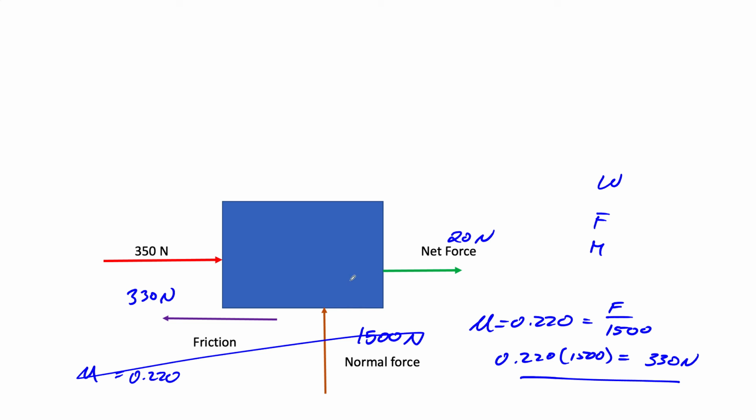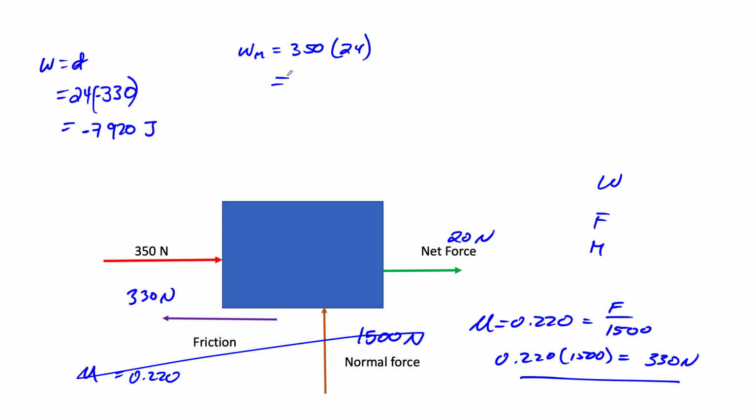Now, the work being done by friction, which is the floor on the box, the distance is 24 meters. So work is equal to distance, 24 times 330. And remember, this is negative because it's going the opposite direction. And it's negative 7,920 joules. Work done by the man is going to be 350 times 24, which is going to be 8,400 joules.